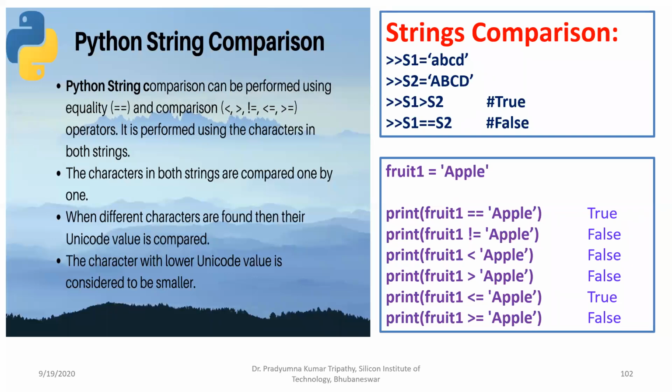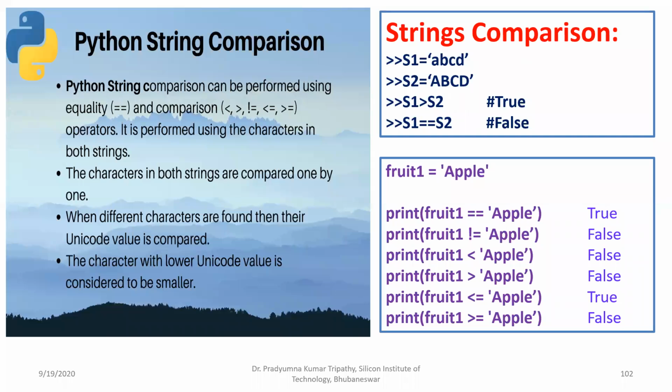The characters in both the strings are compared one by one. When different characters are found, then their Unicode values are compared. Whichever has the higher Unicode value is returned as the greater. The character with the lower Unicode value is considered to be smaller. So in our previous example, capital A gives a smaller value as compared to small a.